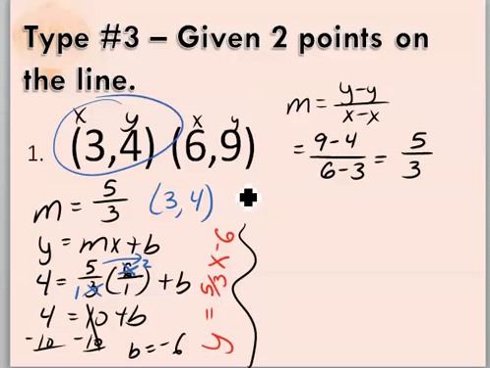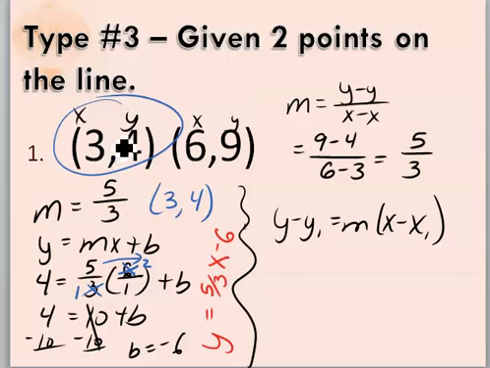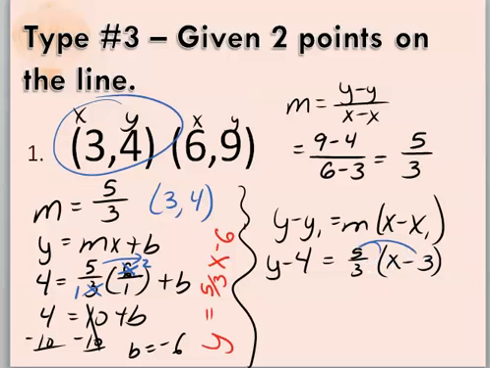You can also solve this using your point slope. So I'm still going to use the point 3, 4. So y minus 4, our y value from the point, equals 5/3, that we found for slope, times the quantity x minus 3, the x value from the point. Using our distributive property, we get y minus 4 equals 5/3 x minus, this 3 on bottom and the 3 on top cancel, and we get 5.